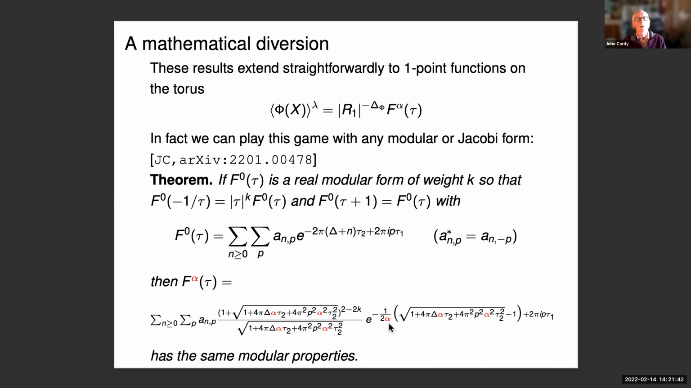If you stare at this object here, if somebody gave you this object here, you would be very surprised if it enjoyed these properties here with alpha here instead of 0. Okay.